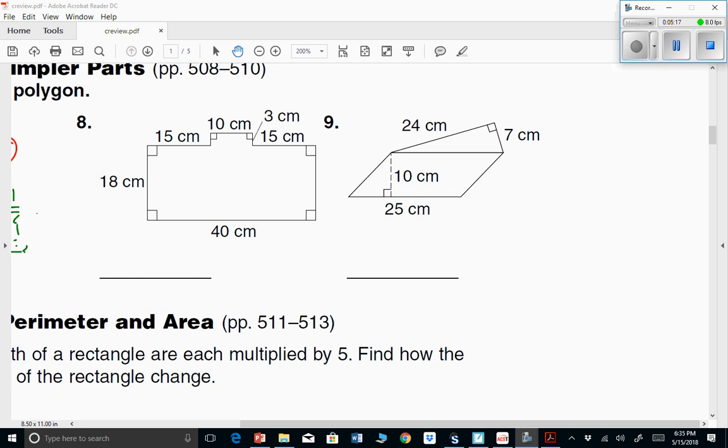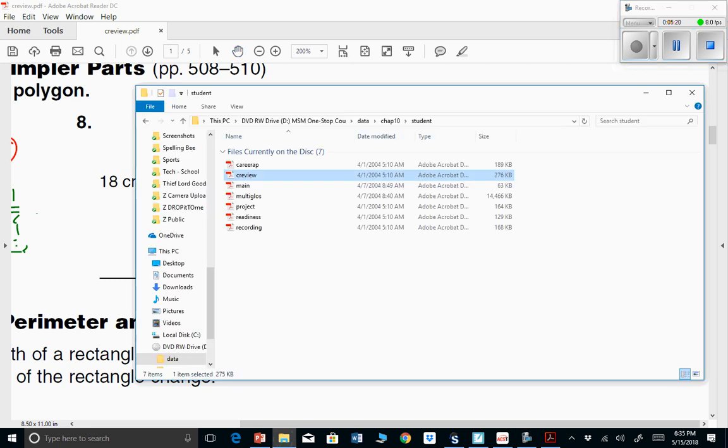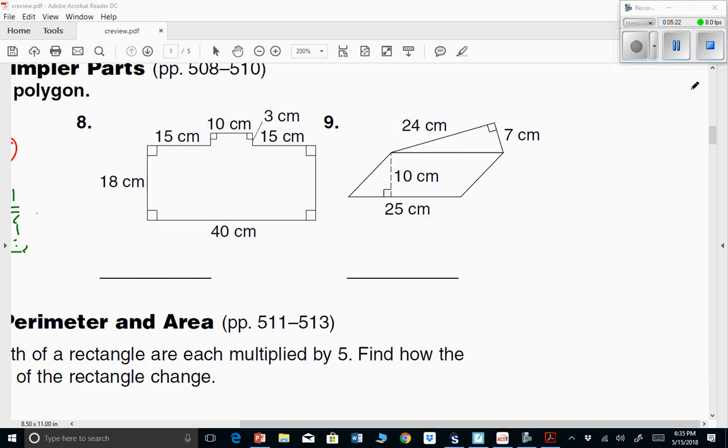Okay, number 8 is our next composite figure. And hopefully you can see that there's one large rectangle and one small rectangle. For a rectangle, area equals length times width. So we've got our 40 here times our 18 here, and that's going to equal 720 for this big rectangle.